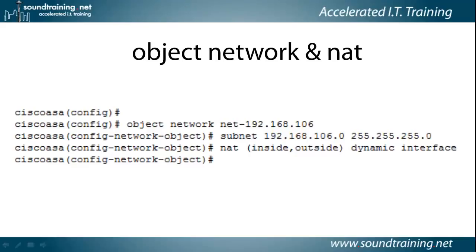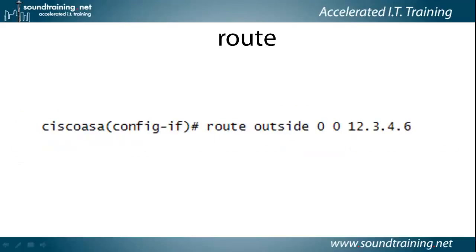And then we specify the type of NAT. In this case, it's dynamic as opposed to static. And then we use the interface command to say use whatever address is on the outside interface. We could provide an explicit IP address there, but this is frankly easier and simpler in most cases. Now the last part of this is to provide a default route.